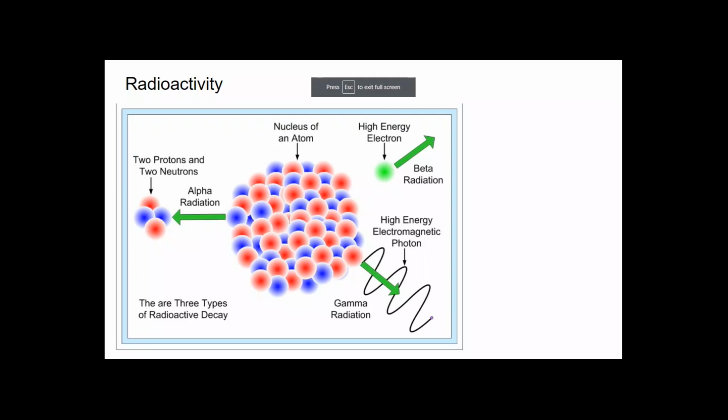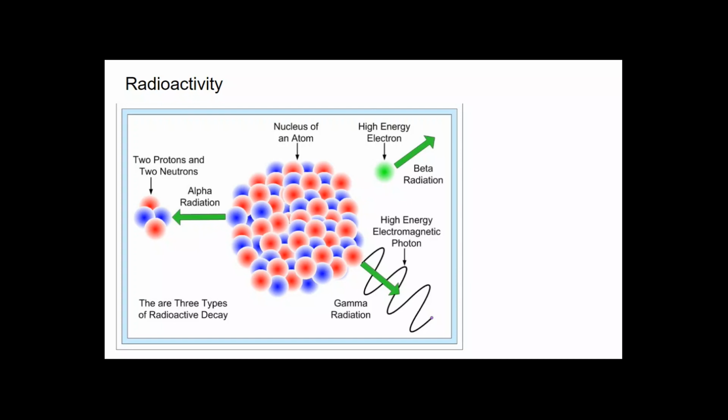Okay, this video is going to look at radioactivity. And you probably know there are three types of radioactive decay. You have alpha decay, and this is when the nucleus gives off two protons and two neutrons, basically a nucleus of helium. You can also have beta decay, where you give off an electron.